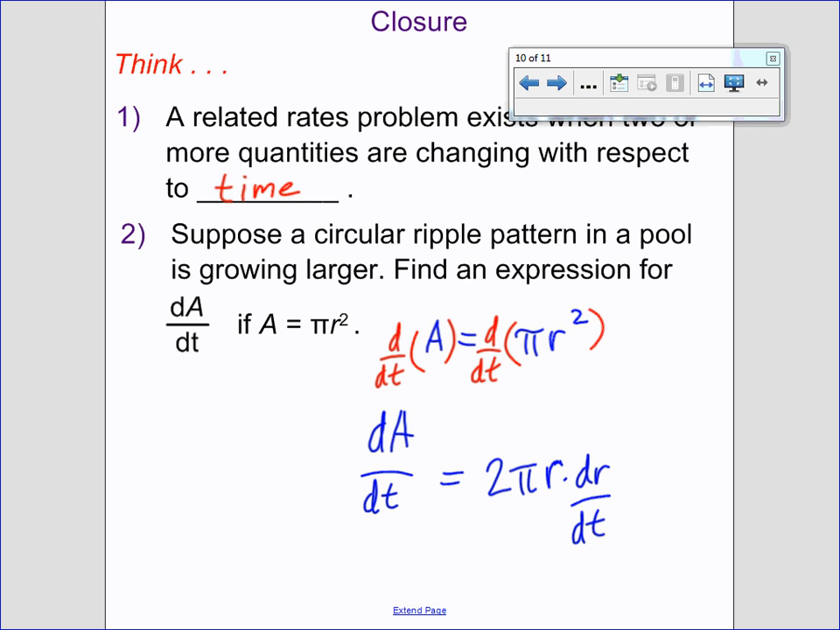Next week we'll do implicit differentiation for our Moodle discussion forum, but the following week will be a related rates post. So we'll get a chance to practice this. Awesome work today. I'm going to go ahead and stop the recording.